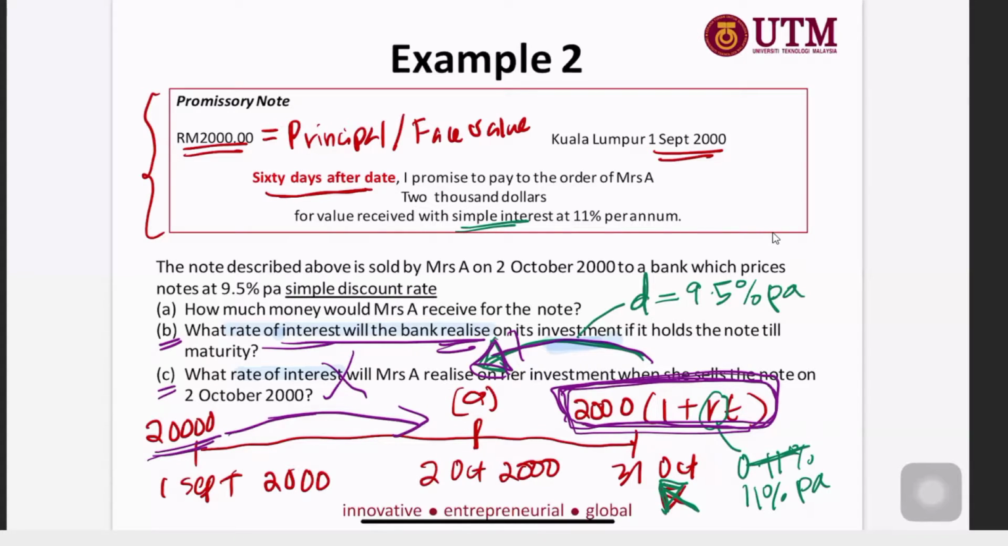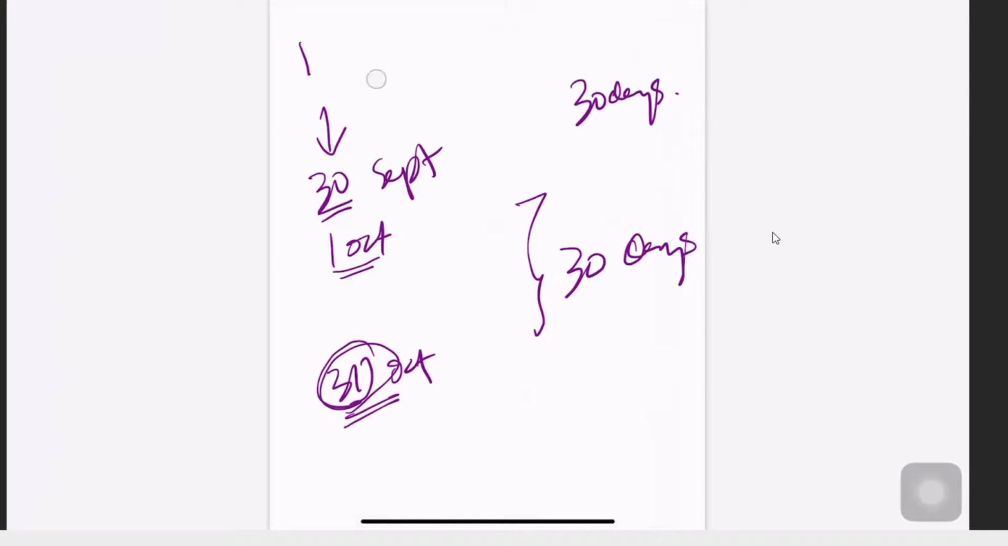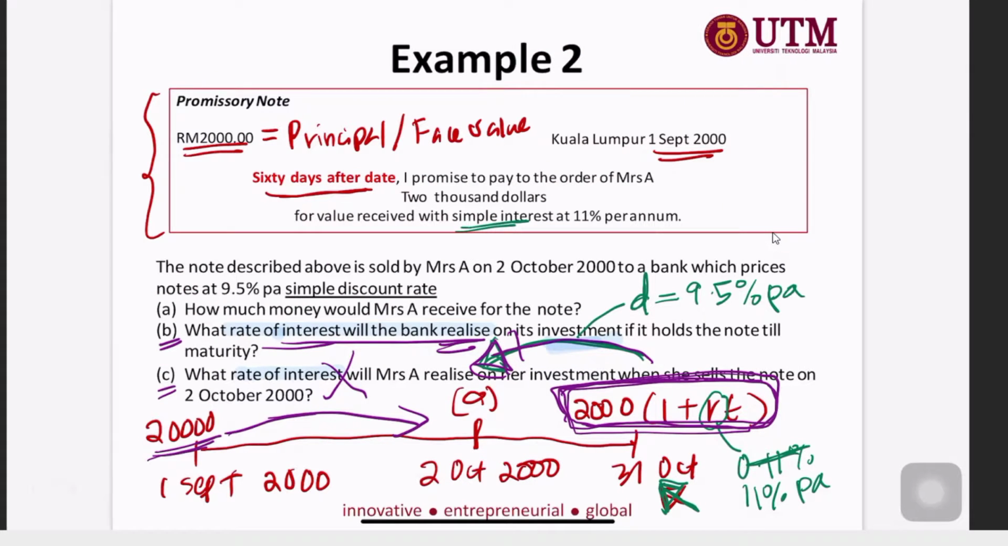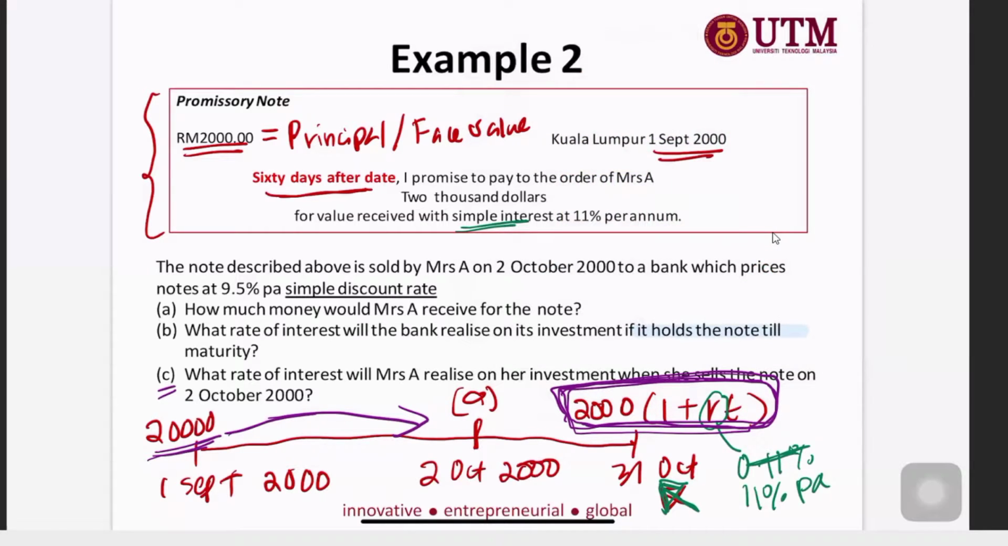That means here, for example, for B, wait, let me show you this one. Okay, let's look at B first. What rate of interest will the bank realize on investment if it holds the note till maturity? Okay, so what does this mean? Holds the note until maturity. This means the bank will keep the note until it matures at 31 October. So the bank will not sell the note to anyone. So here we have 1 September 2000, and then 2 October 2000, and we have 31 October 2000.